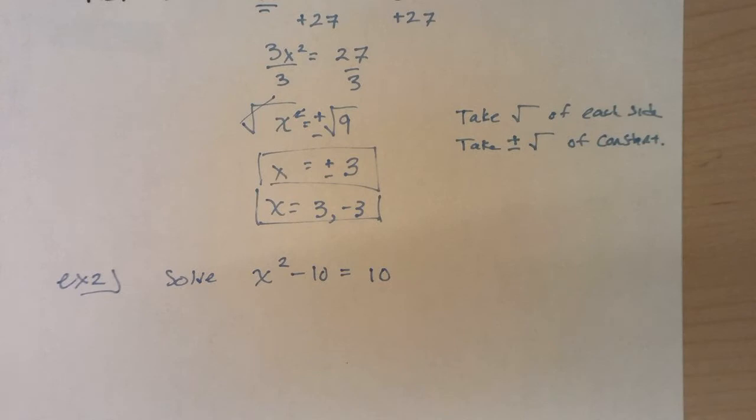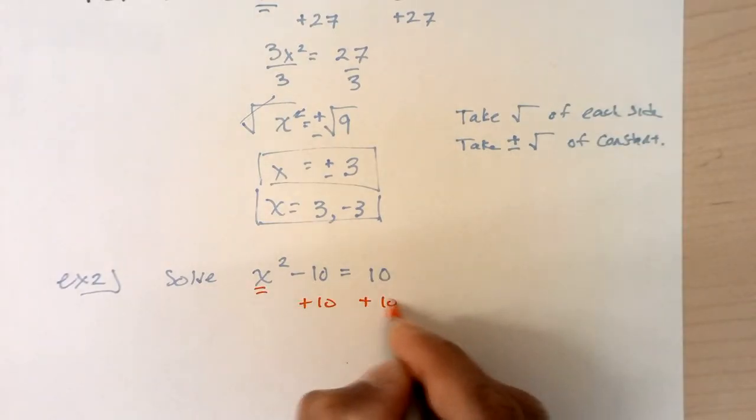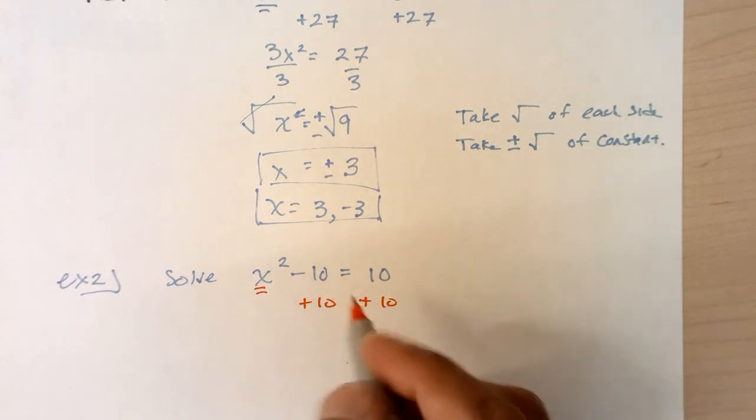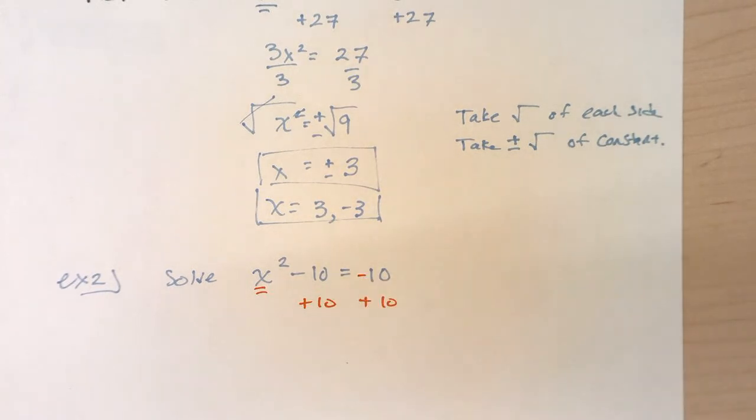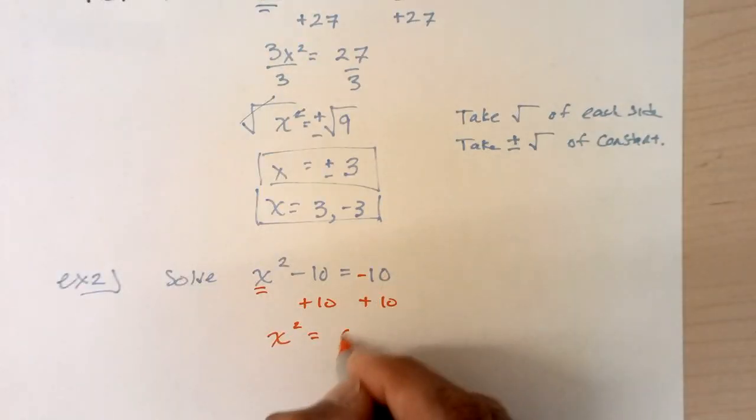All right, so here's my next example. x squared minus 10 is equal to 10. I want to solve that. And right now in 9.3, all we're doing is solving by square roots. So I need to isolate x squared, add 10 to each side. Originally that was supposed to be negative 10, so I could add 10 to each side, get x squared is equal to negative 10 plus 10, which is 0.